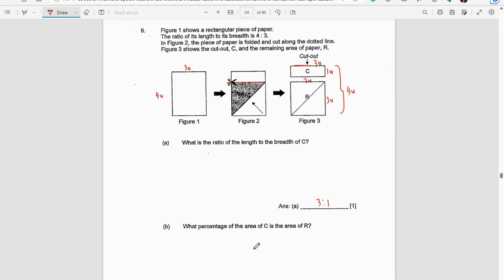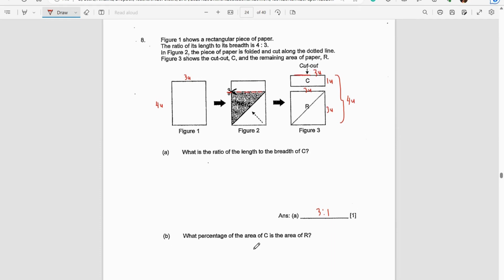Okay, now for part B, what percentage of the area of C is the area of R? Your question wants you to find the area of R over the area of C times 100% because you want a percentage. So how do you find the ratio for the area of C and R? Let's record down first. I want to find the ratio for the area of these two figures.